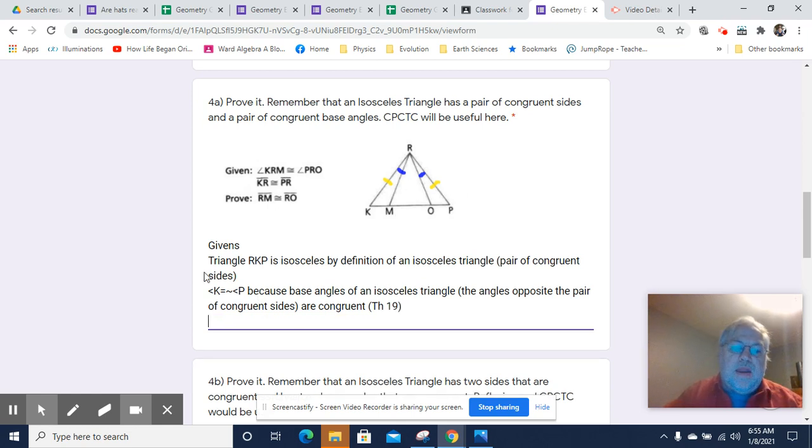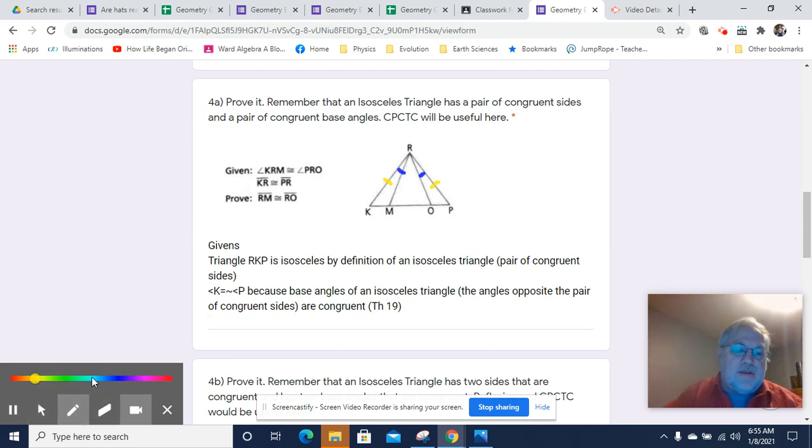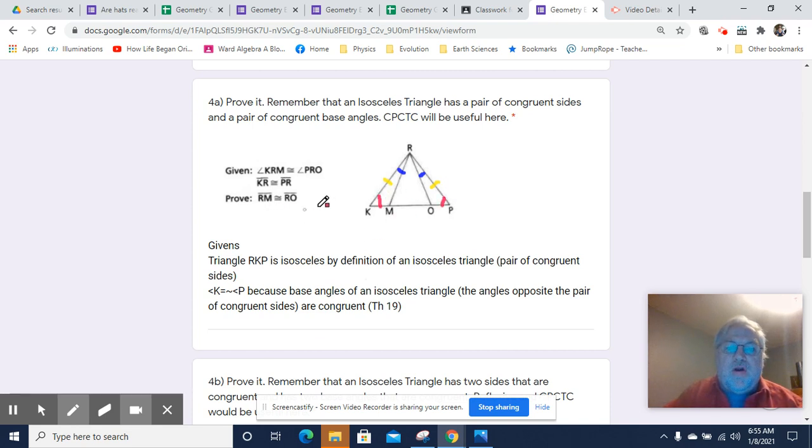At any rate, I'm going to label that information. So we now have that these angles are congruent. With that information, so we're looking for RM and RO, we can actually prove that RKM is congruent to RPO, which would help us because then it'll get us to CPCTC.